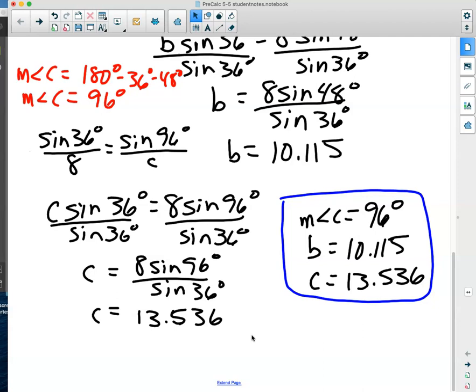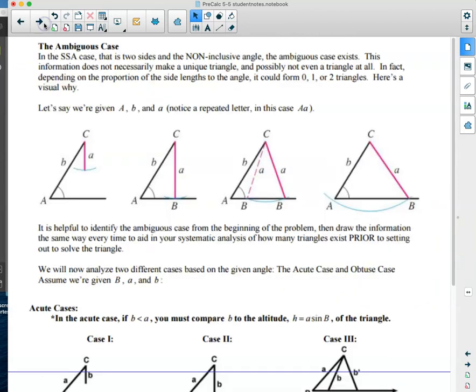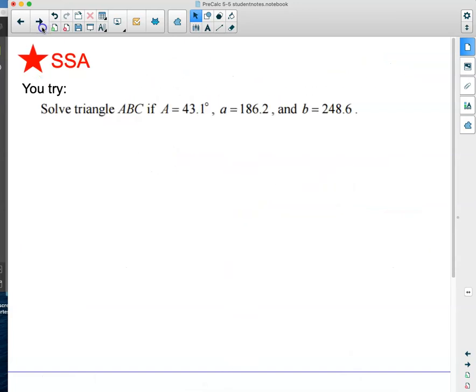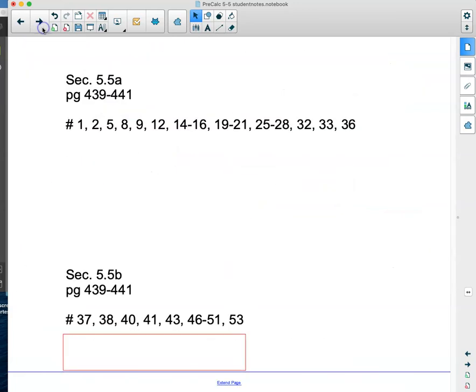So that's all I wanted to do for our Tuesday when we have ACTs, because we need to talk more about that ambiguous case, and I would rather have you in person for that. So that means you can complete those 4 problems right there. 1, 2, 5, and 8, using the law of sines.